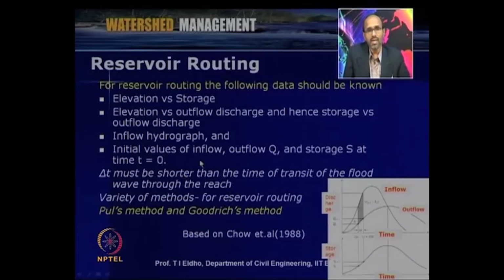A variety of methods, mainly based upon this continuity equation, can be seen in the literature, like Wendy Chow et al. have given in the textbook. Two important methods which are generally used for reservoir routing, and which we will discuss briefly, are Pull's method and Goodrich's method. As I mentioned, we know the inflow and we want to identify the outflow and the storage with respect to time. That is what we are trying to solve in reservoir routing. Now let us look into these two methods, Pull's method and Goodrich's method.